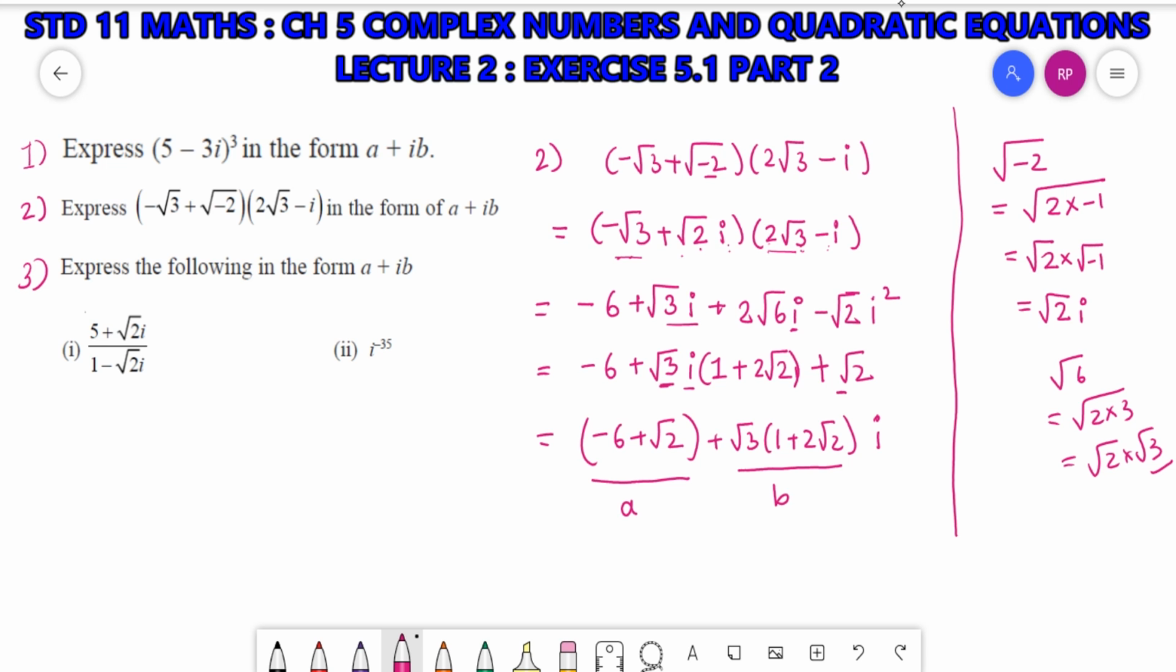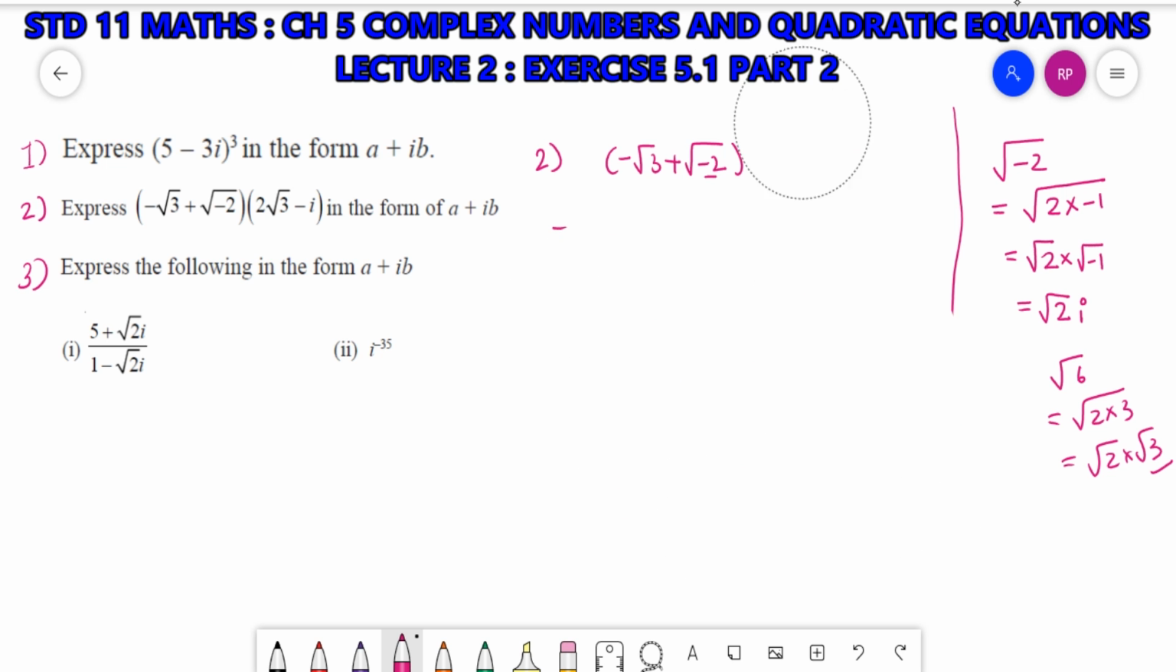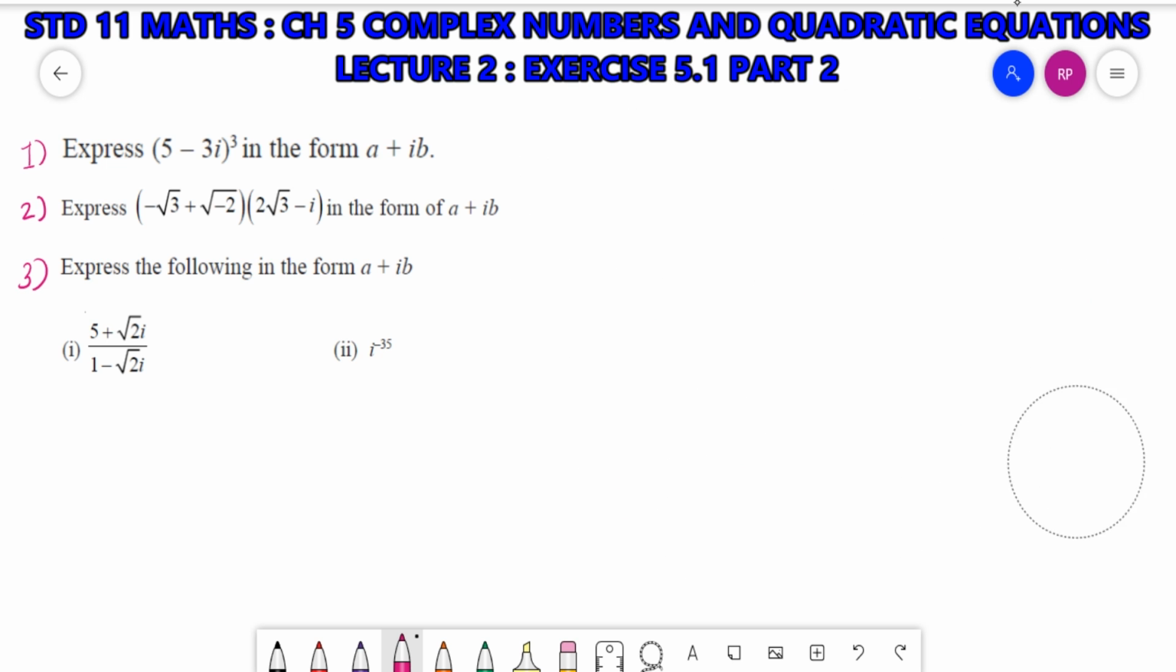Now let's move to the next. Question 3. Express the following in the form of a plus ib. So first, I will write down z. Let's denote it by z: (5 plus root 2i) upon (1 minus root 2i).